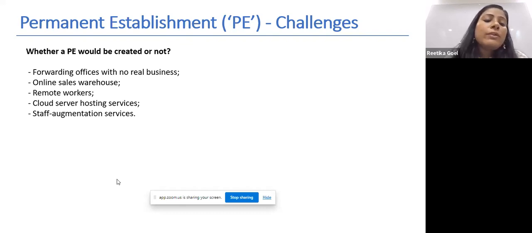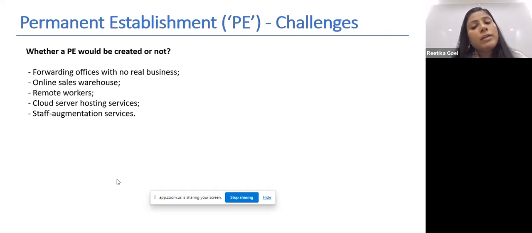locally. So will forwarding offices, where there is no resource and the office is also not at your disposal, be treated as a permanent establishment? In general, it should not, because there is no real business being done by using the infrastructure and facilities of that country, or even otherwise, no activity is being performed from that office except for using the address of that country's company.